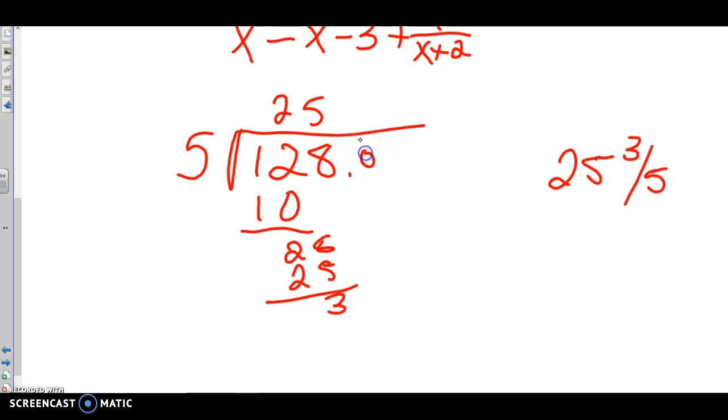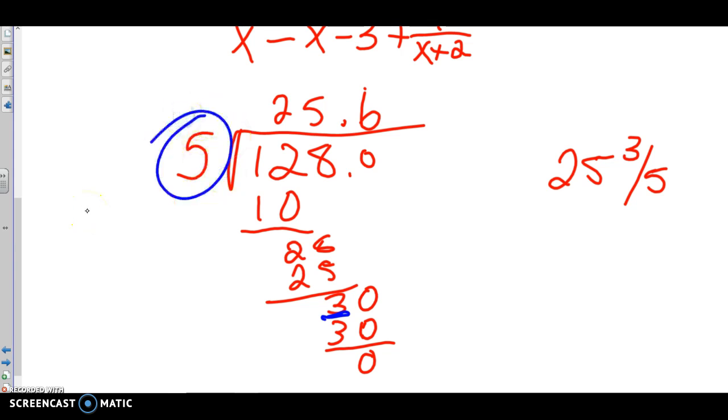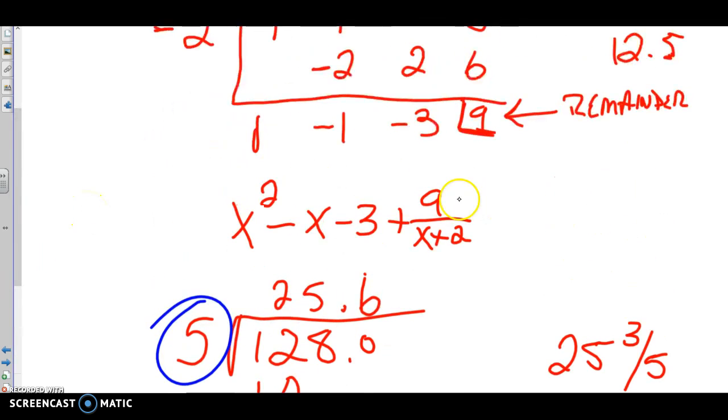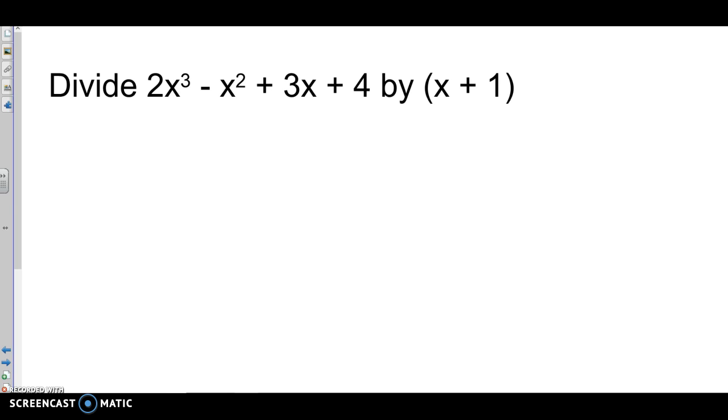So 0, bring the 0 down. 5 goes into 30 6 times. So I still get 25.6. But to keep it as a fraction, all I'm doing is taking that remainder, which was the 3 here, and putting it over what I'm dividing by. So that's what I did with the remainder of 9. I just put it over what I divided by. So what you've been doing all along, you may not have known you were doing.